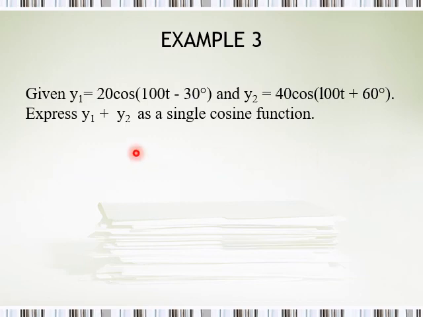Okay, example 3, given y1 20 cos 100t minus 30 and y2 40 cos 100t plus 60. Express y1 plus y2 as a single cosine function. We will discuss this in the next video. You can try this first, and then we will discuss the solution for this simple question after this. So that's all. Thank you very much.